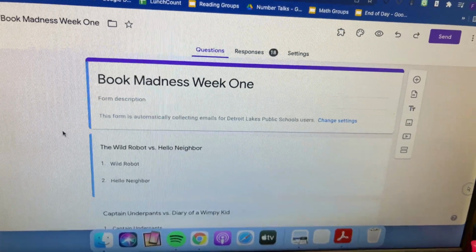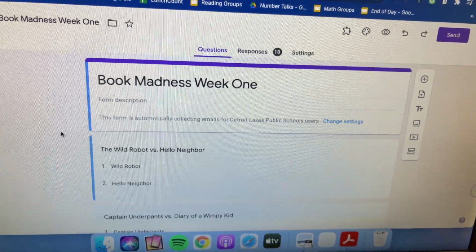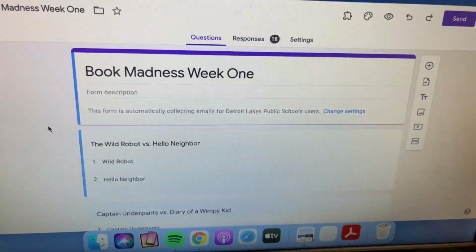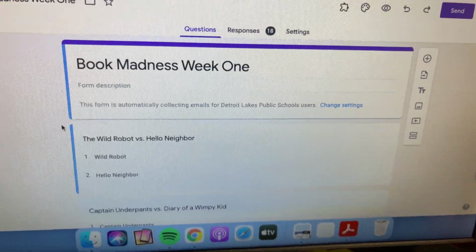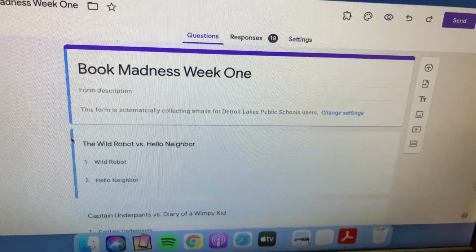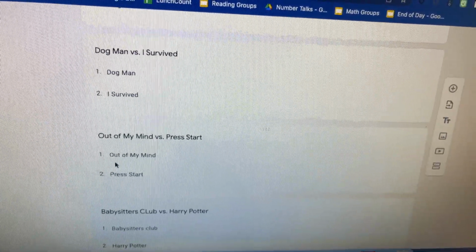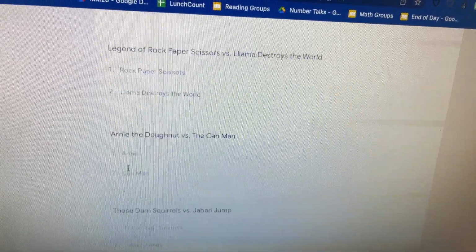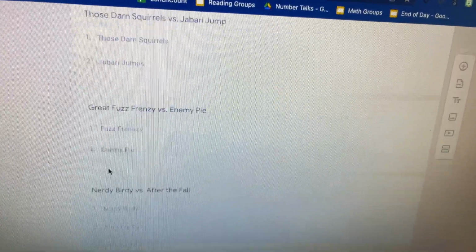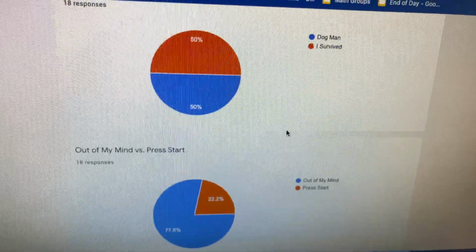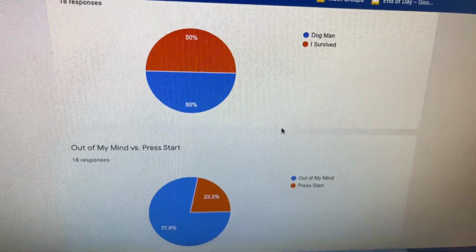So here was our week one round of voting that we did yesterday. I did chapter books and picture books in the same form. I did the chapter books first, and then I did the picture books. I just did the drop down. So Wild Robot versus Hello Neighbor went through. They just chose which one they wanted for each one, or which one they would rather read if they have not read them. Again, I really like the Google Forms because then I can just look at the results instantly.